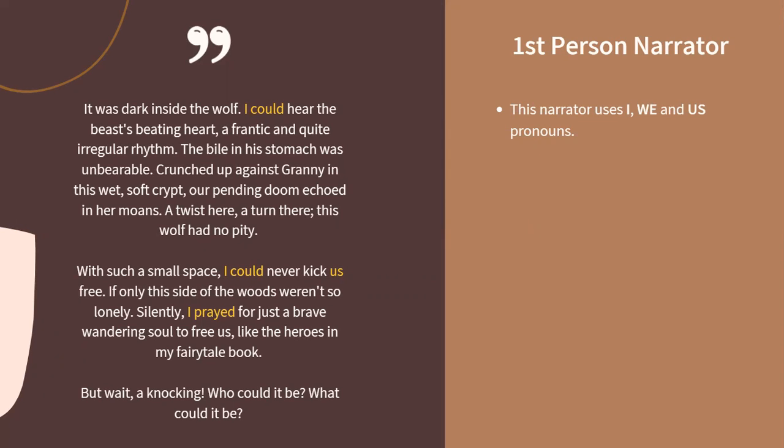So when we are identifying the use of the different points of view in a short story, we want to pay attention to the pronouns that are being used. So in this story, we have I could hear, I could never, I prayed. And this allows us to understand that the story is being told from the first person narrator.